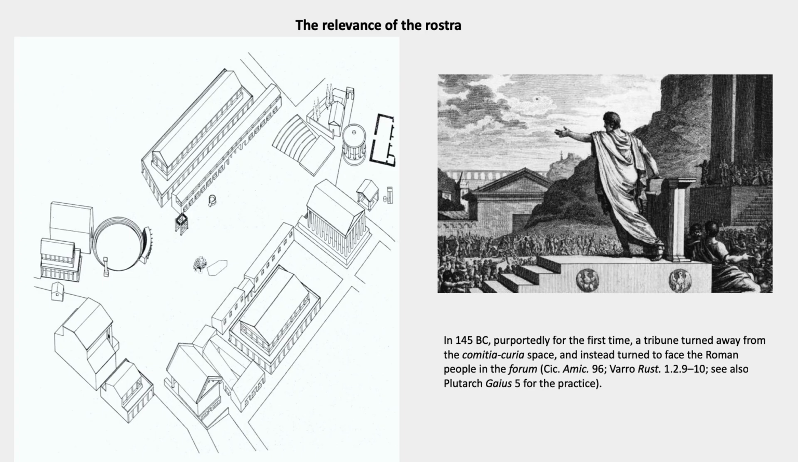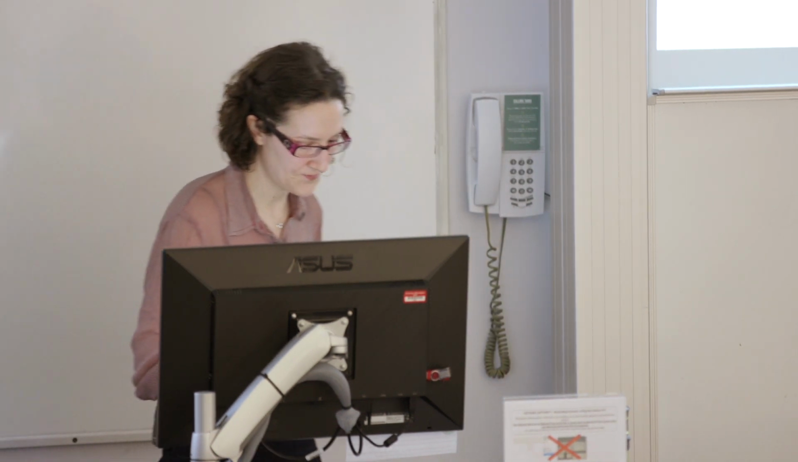But in the sort of broader context of the late Republic, this is what the Forum looks like. This is the Senate House, the Comitium, an open-air sort of debating area, the rostra, and the Forum proper. And traditionally, a speaker would stand on the rostra and speak into the Comitium towards the Senate House. And the people in the Forum aren't involved so much in the debate. However, in 145 BC, supposedly for the first time, a tribune turns away from the Comitium, the Senate-centred debating area, and turns to face the Roman people, which is an act that Gaius Gracchus is also famous for doing in his tribunate.